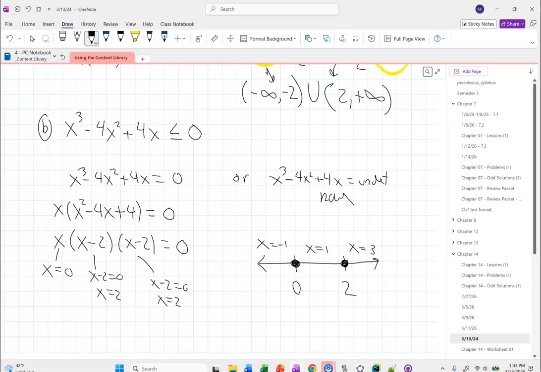When I plug negative 1 in for x, I get negative. When I plug it into x minus 2, I get negative, right? Negative 1 minus 2 is negative 3. And when I plug it in here, I get a positive or negative? Negative. Negative times negative times negative is negative.